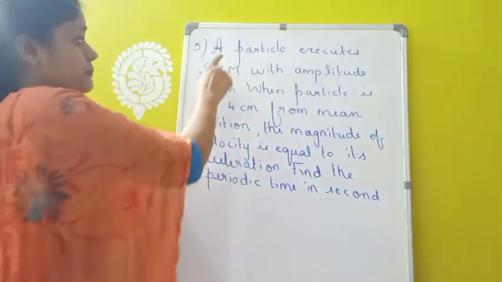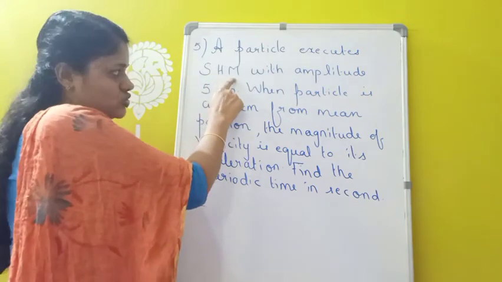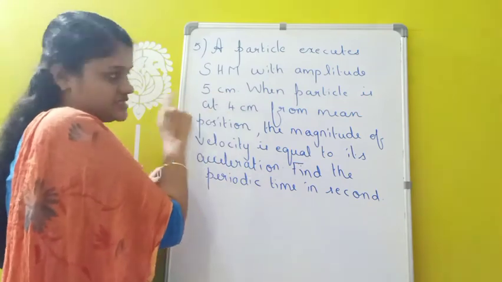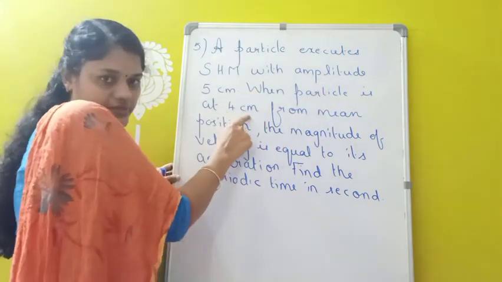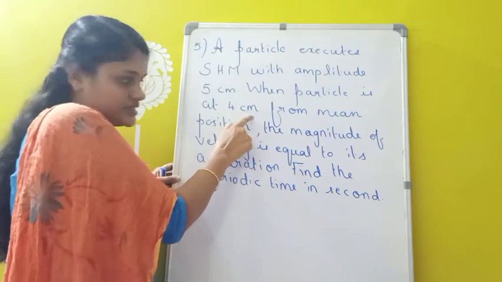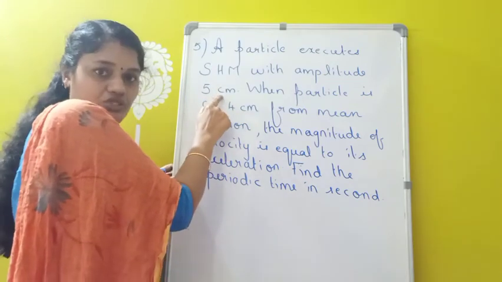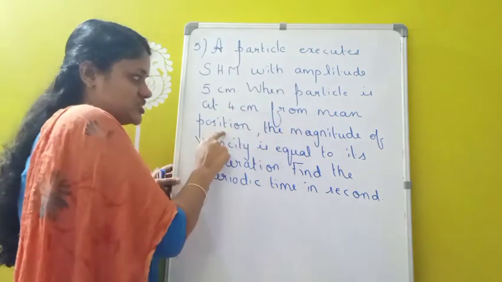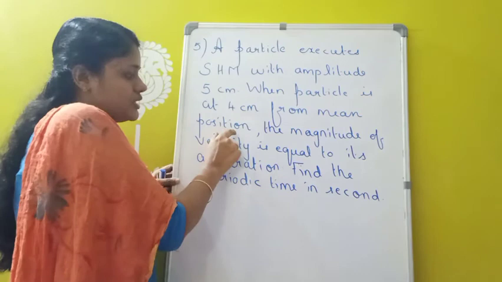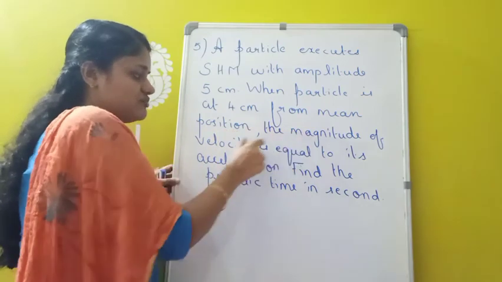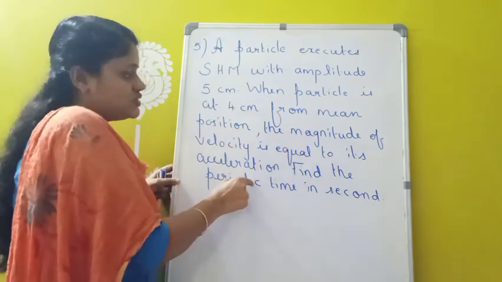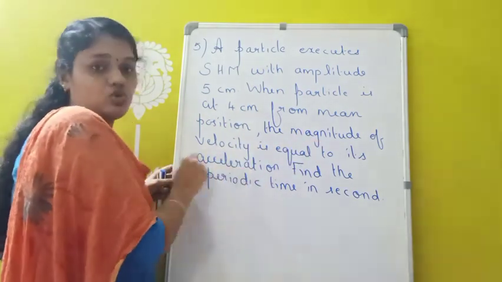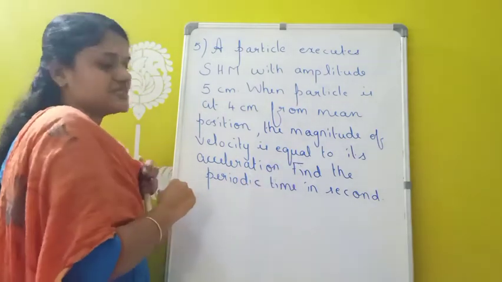Fifth problem. A particle executes a simple harmonic motion with amplitude of 5 cm. So amplitude is given as 5 cm. And when the particle is at 4 cm, that means when the displacement is 4, this is not amplitude. Amplitude is given as 5. Amplitude is the maximum displacement. When the particle is at 4 cm from mean position, that means this is the displacement. From mean position, the magnitude of velocity is equal to its acceleration. So when the particle is at 4 cm, the magnitude of velocity and acceleration both are the same. Find the periodic time in seconds.